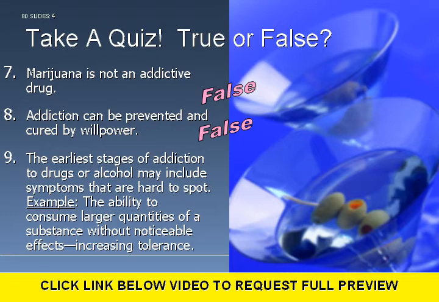Number 9. The earliest stages of addiction to drugs or alcohol may include symptoms that are hard to spot. For example, the ability to consume large quantities of a substance without noticeable effects or increasing tolerance. The answer is true. Tolerance, which is the ability to use a drug or drink in larger quantities without demonstrating typical effects of feeling or acting drunk, demonstrates the possible adaptive stages of addiction. Those who will have the greatest problems with addiction later may demonstrate the fewest effects in the beginning. This contributes to denial, making it difficult for the addict to admit he or she needs treatment.